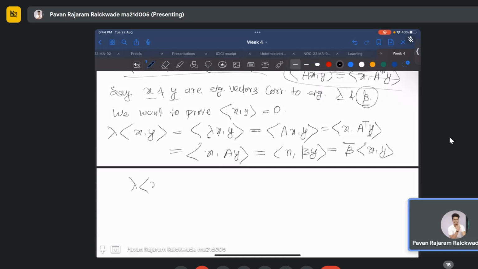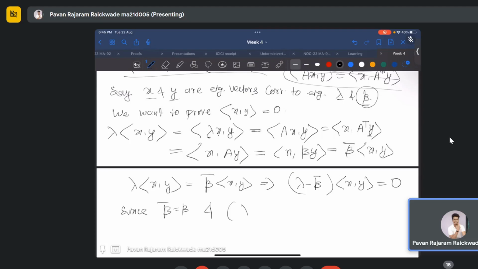What do you have? Lambda inner product of x with y is same as beta conjugate inner product of x with y. That is lambda minus beta bar times inner product of x with y is 0. But since eigenvalues are real, beta bar is same as beta and lambda is not equal to beta, implies this product is 0 only if x y is 0.